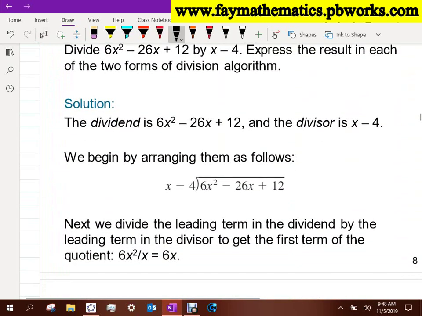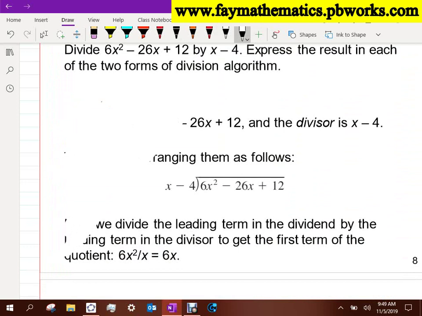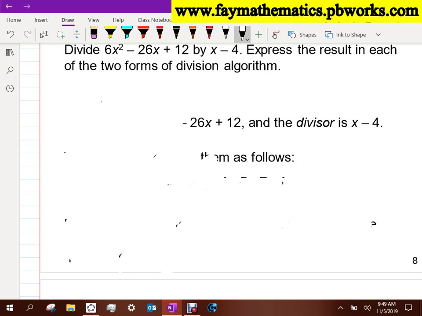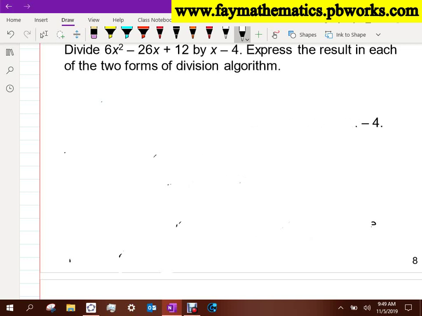Okay. Now I'm going to get rid of all this. Wish I had a better way to erase this. That's what I did.